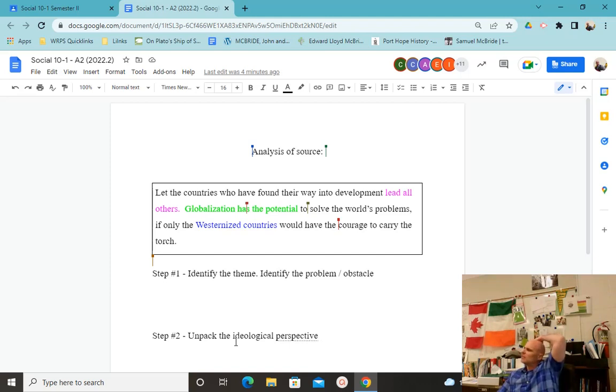So who's the audience then? When it says, if only the Western countries would have the courage to carry the torch, who's the audience there? Who are they speaking to?